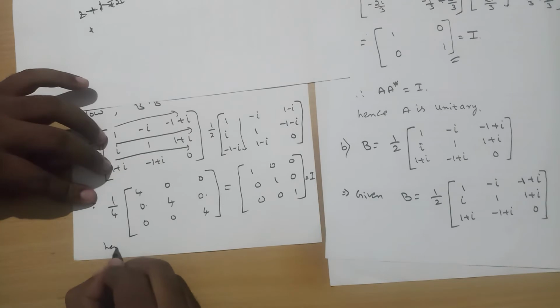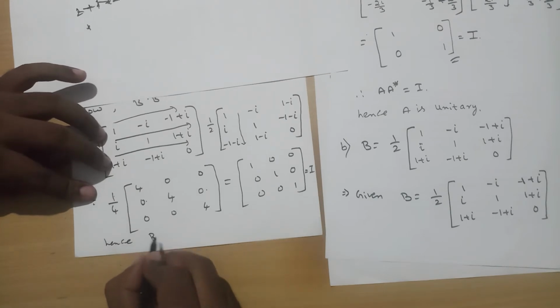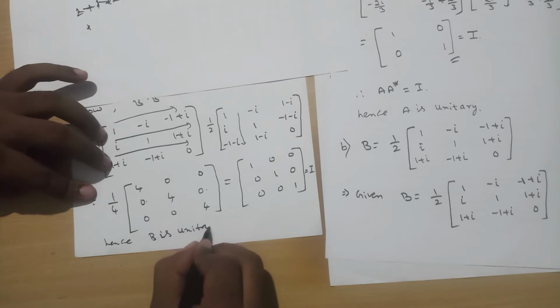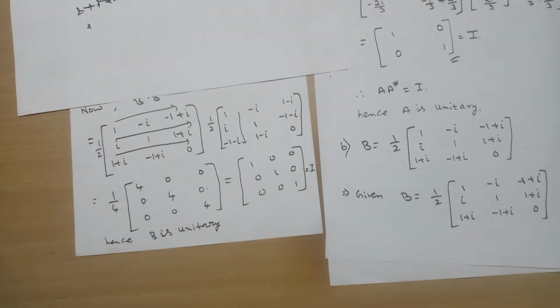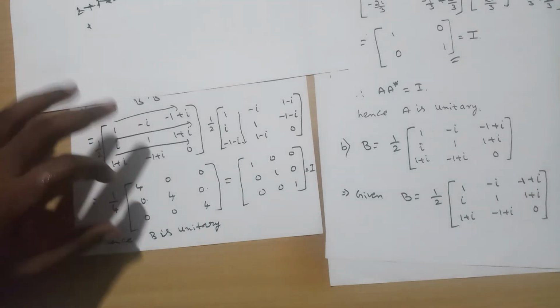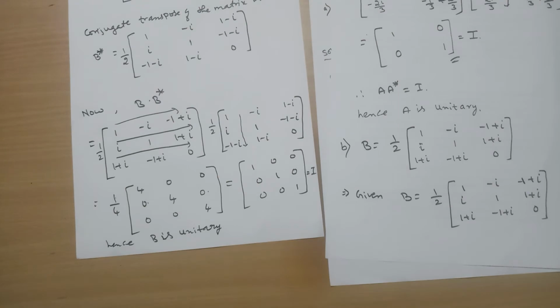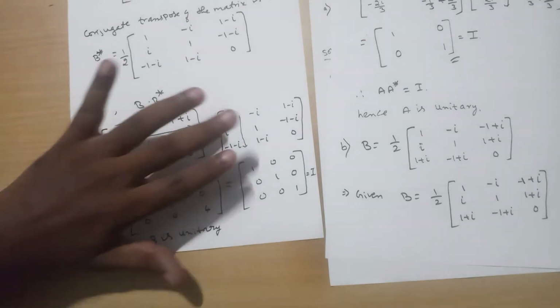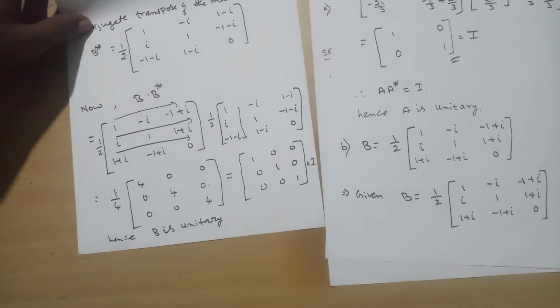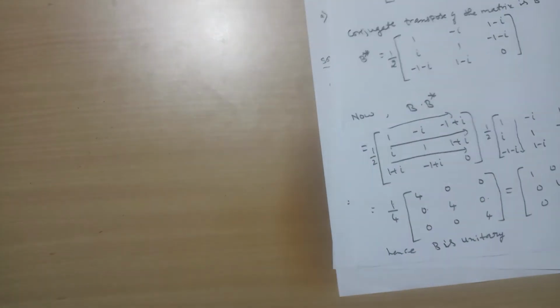Hence B is unitary. B is unitary. So matrix multiplication ನೋಡ್ಕೊಳ್ಳಿ, okay. ಎಕ್ಸಾಂಪಲ್ ಬರಬೇಕಾದ್ರೆ ಸ್ವಲ್ಪ ಈ ಸ್ಟೆಪ್ ಬರೆದ್ರೆ ಸಾಕು. So next here problem.